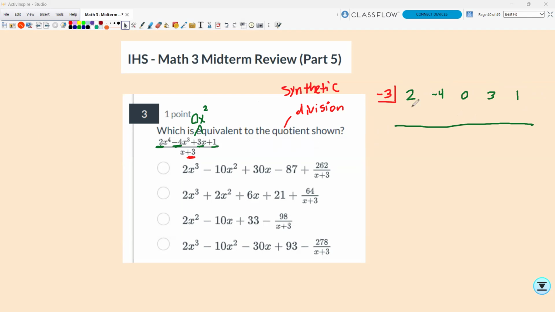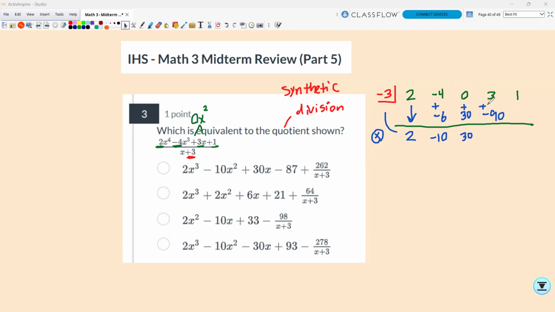So we're going to copy that 2 right down below the line. And then we're going to take those two numbers and multiply them. So 2 times negative 3 is negative 6. Then we add down: negative 4 plus negative 6, negative 10. And then we're going to multiply again. Negative 10 times negative 3, 30. 0 plus 30, 30. 30 times negative 3, negative 90.